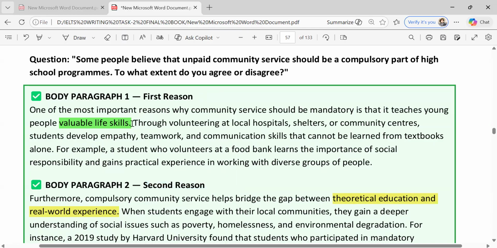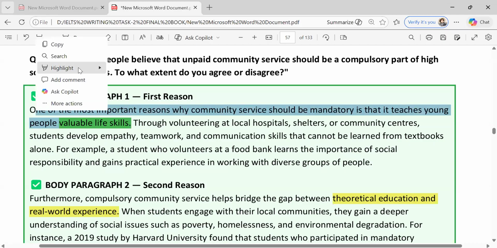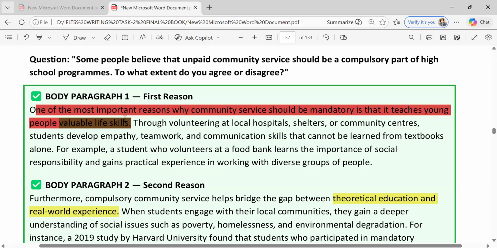Now, one of the most important reasons why community service should be mandatory is that it teaches young people valuable skills. Till this point, what I call it my topic sentence. And how many points are there in the topic sentence? There is only 1 point. And what is that? That it teaches students, clear, young people, life skills. I haven't mentioned a couple of ideas. I have presented only one idea.